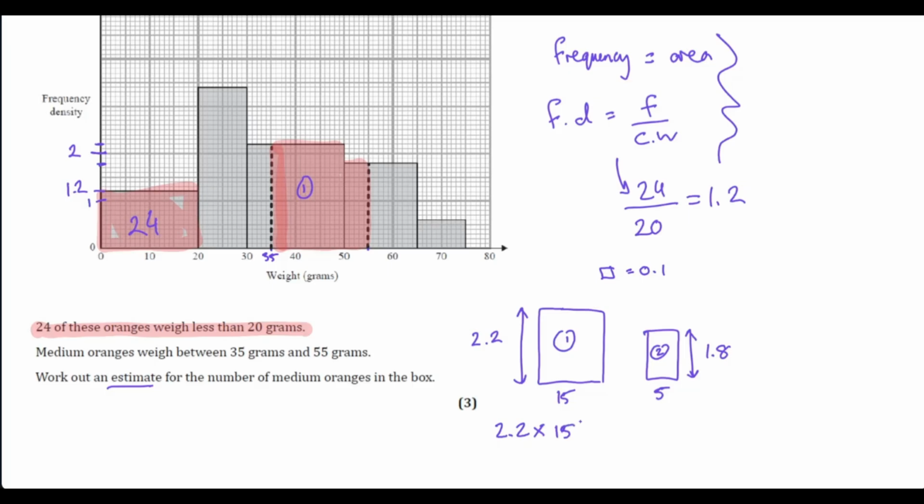2.2 times 15, add 1.8 times 5. And when you do that, we get 33, and 1.8 times 5 is 9. So this now becomes 42. And that's our final answer for that question.